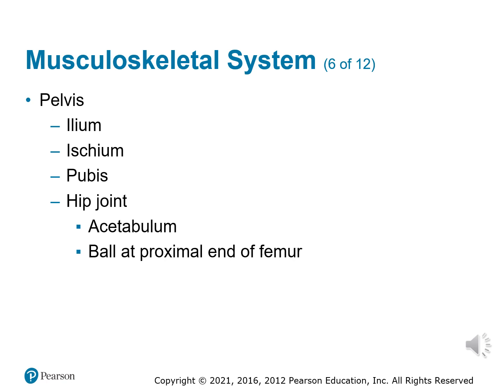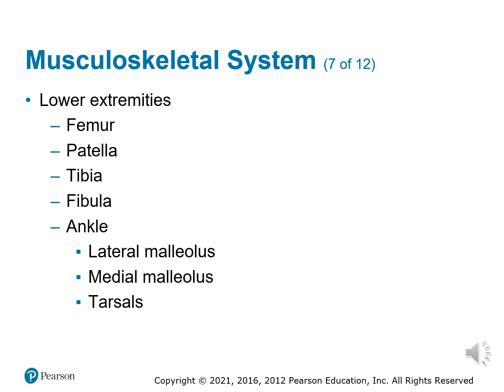So the hip joint consists of the acetabulum, which is that socket of the hip joint, and then the ball at the proximal end of the femur. All right, then on to the lower extremities. So the pelvis and the hip joint described previously may be considered part of the lower extremities. So if they talk about lower extremities, that could be part of it.